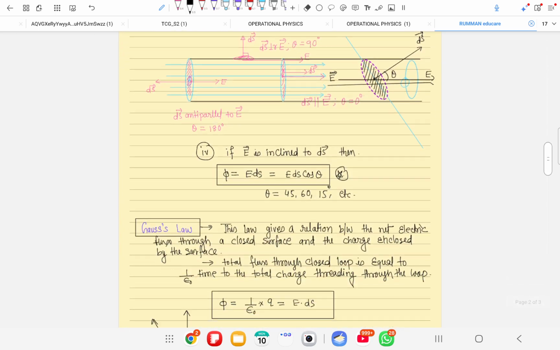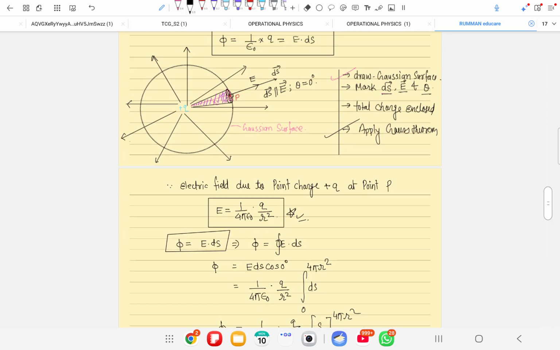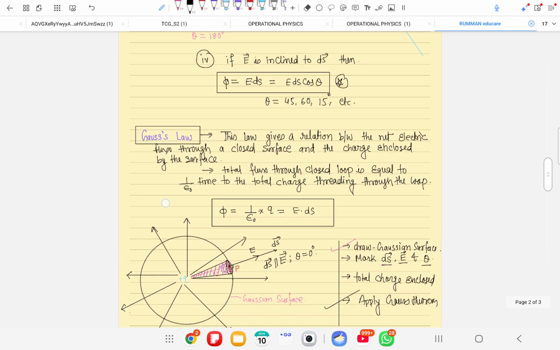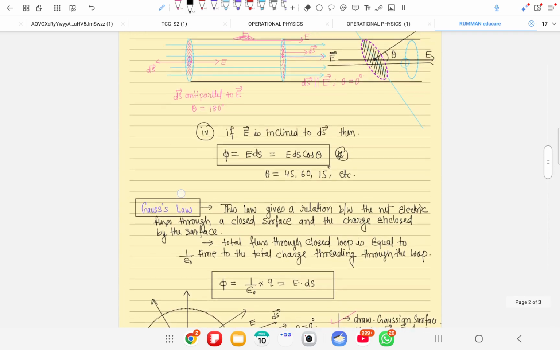Now after this topic we would like to discuss the applications of Gauss law.